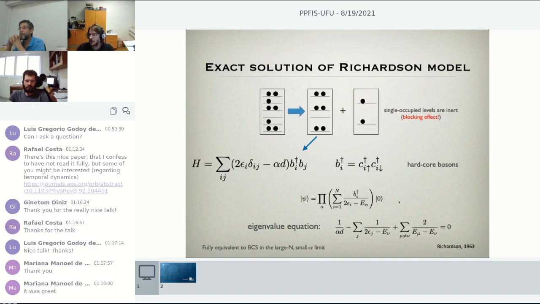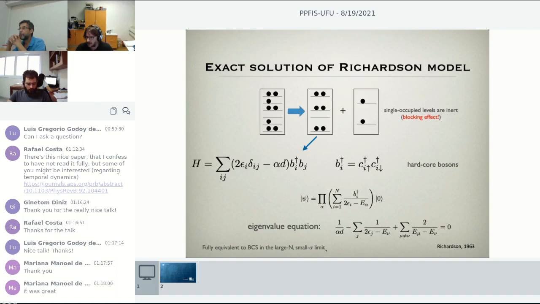Now, one thing that I should point out is that the Richardson model, for a large number of levels and when alpha is small, is actually fully equivalent to the BCS system with the same set of excitations. So you get Bogoliubov states, but it is more general. It allows you to go to the regime of smaller system sizes, which is relevant for the superconducting grains, or you can take the limit of large alpha, which allows you to describe the transition between BCS and BEC, so Bose-Einstein condensate. So it is more general.